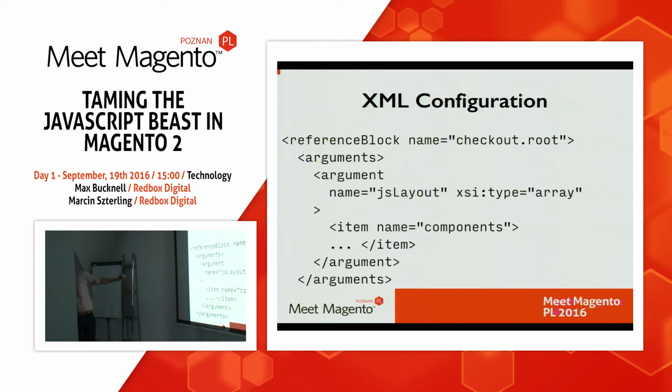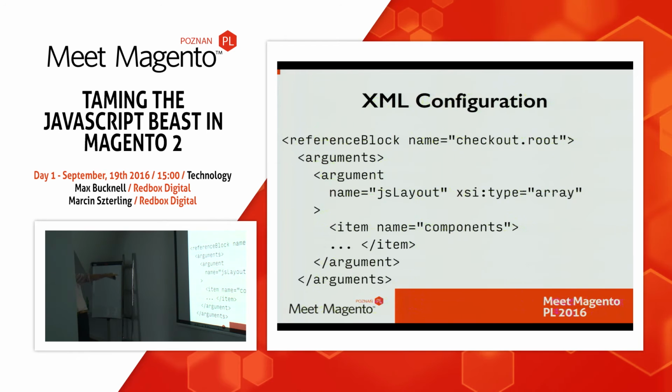So this is where it starts in checkout index.xml. You reference the block checkout.root. That's the one that makes it happen. And we have to pass in a constructor argument, and the argument we're passing in is JS layout. And you'll notice I want to call out that xsi:type equals array. You need to put that on basically every tag from now on, but because of slight limitations, we haven't. So don't forget that, please.